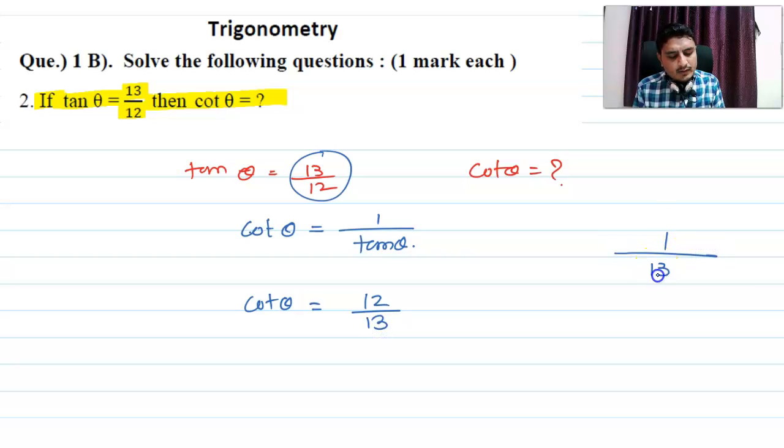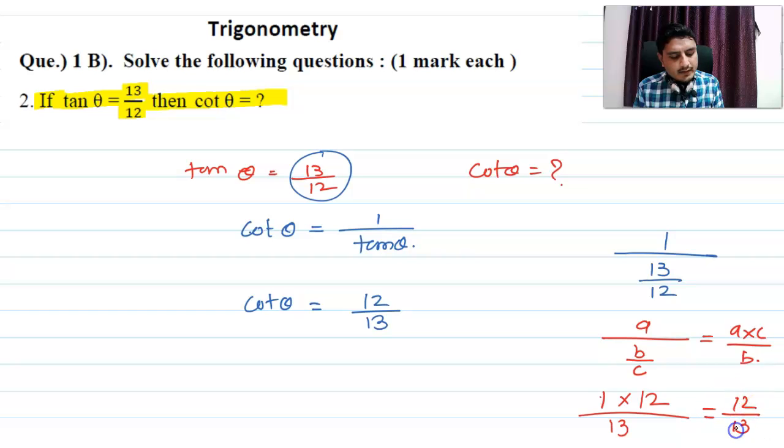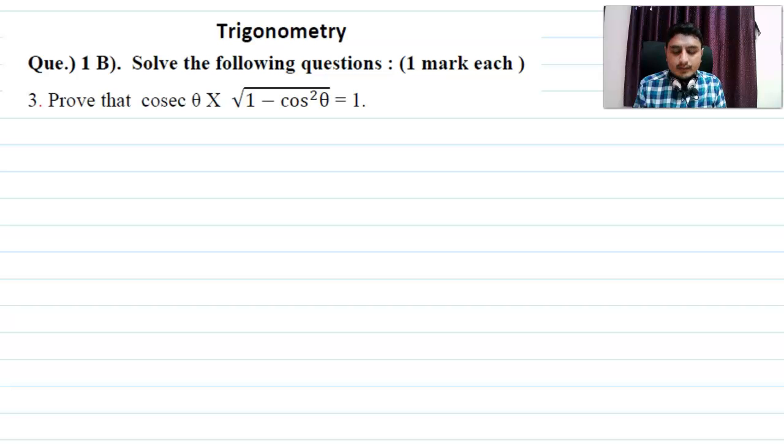That means 1 upon 13 by 12 is of the form a divided by b by c. We can write it as ac divided by ab, where a is 1, b is 13 and c is 12. So 12 ones are 12 divided by 13, the reciprocal of 13 by 12. Reciprocal means we have to interchange the numerator and denominator of the given rational number. So the cot theta value is 12 by 13 here. Look at the third question.